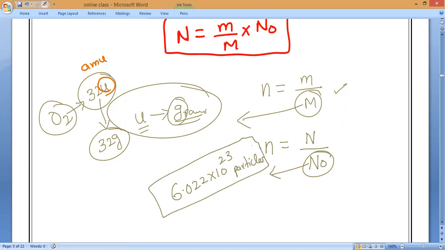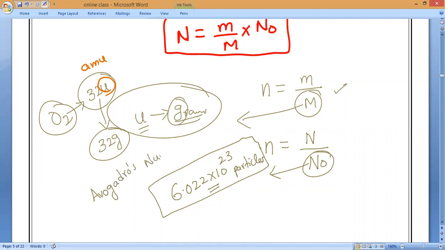Kaushik, if you are not responding, please leave the meeting. I'm saying again, I'm very serious. So 6.022 into 10 power 23 particles. What is that number called, everybody?